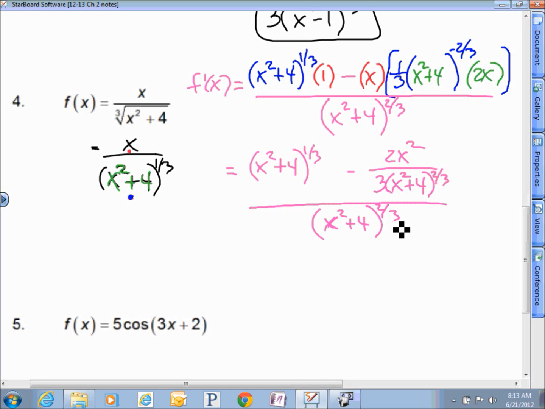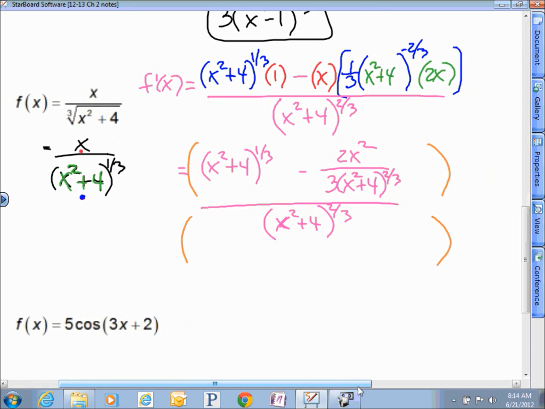Some people are going to say, well, just cancel the x squared plus 4 to the 2/3. Well, that doesn't work. We've got fractions inside of fractions. If we have fractions inside of fractions, the fastest way to get rid of them, as we've talked about, is to multiply the top and the bottom by what's causing the problem. Well, what's causing the problem? It looks like that 3 and the x squared plus 4 to the 2/3 is.